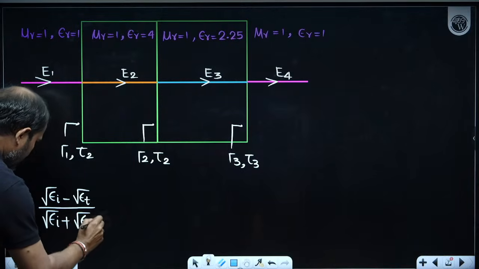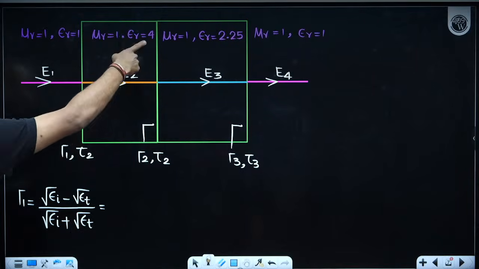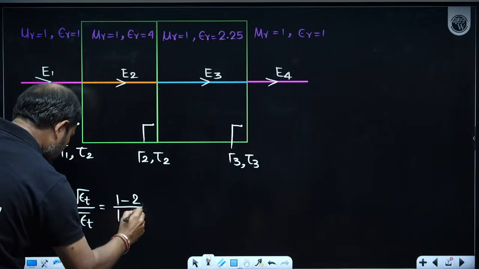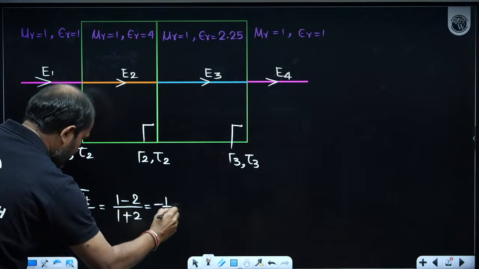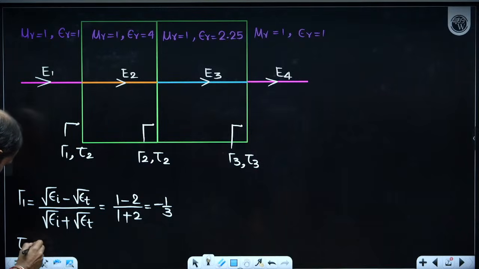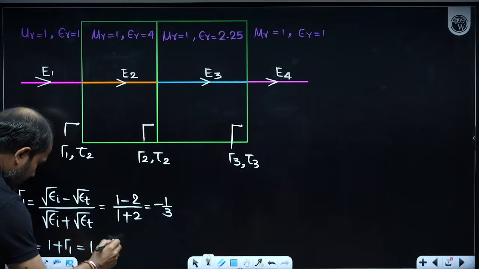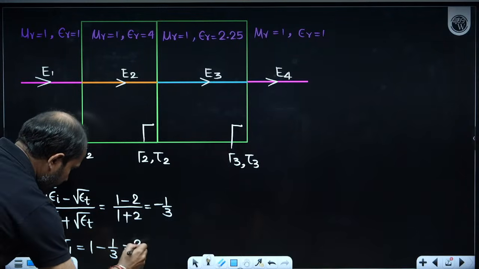So what is incident? 1. What is transmitted? 4. So 1 minus 2, 1 plus 2. So it will be minus 1 by 3. So tau 1 will be 1 plus gamma 1. So it will be 1 minus 1 by 3, 2 by 3.